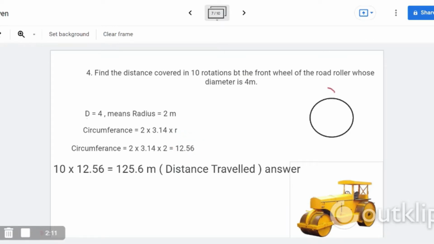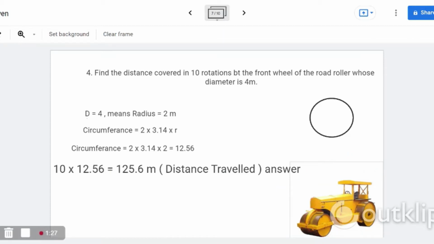12.56 means when it rotates one time, it will travel 12.56 meters. But how many times is it traveling? 10 rotations. 1, 2, 3, 4, 5, 6, 7, 8, 9, 10. It is moving 10 times. One time it moves 12.56, so for 10 times just multiply 10 into 12.56. That is 125.6 meters, rounded. This is the distance traveled by this road roller when the front wheel rotates 10 times.